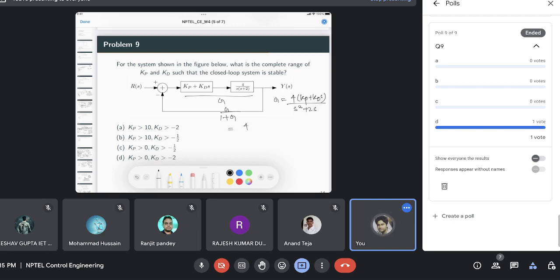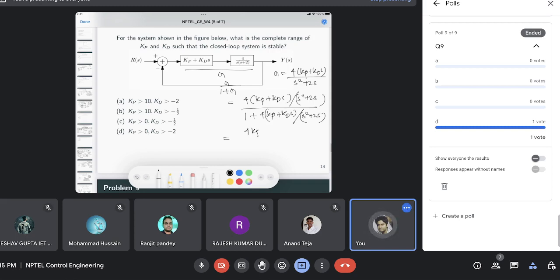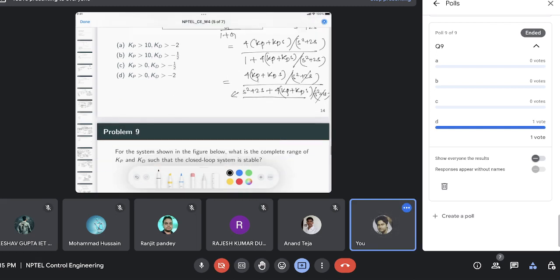So this is (4Kp plus Kd s) by (s square plus 2s) divided by 1 plus (4Kp plus Kd s) by (s square plus 2s), which equals (4Kp plus Kd s) by (s square plus 2s plus 4Kp plus Kd s). The denominators cancel, so the characteristic polynomial is s square plus (2 plus 4Kd) s plus 4Kp equal to 0.